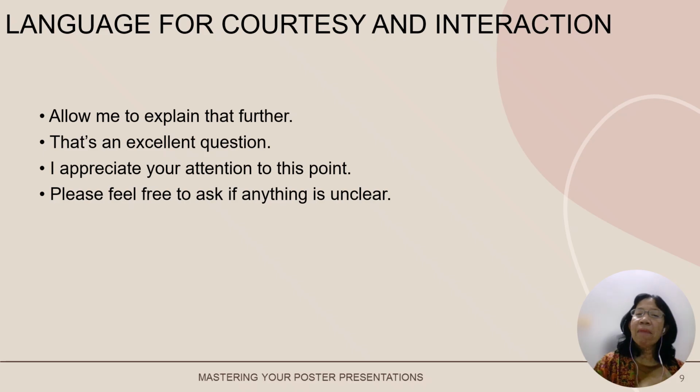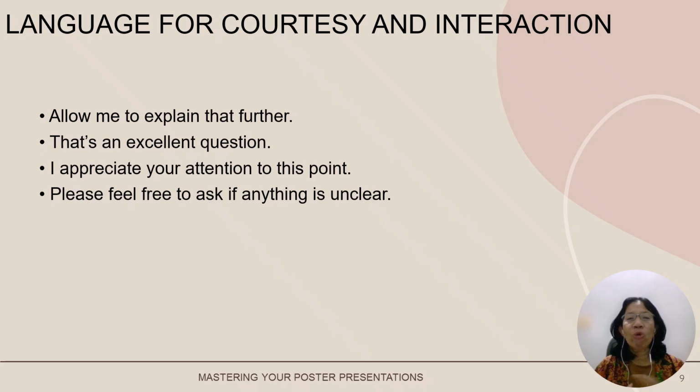When an audience member asks a question, always acknowledge it positively. Even if the question is challenging, your immediate response should be polite and appreciative. For instance, "That's an excellent question." By validating the question, you show respect for the person who asked it and build rapport.